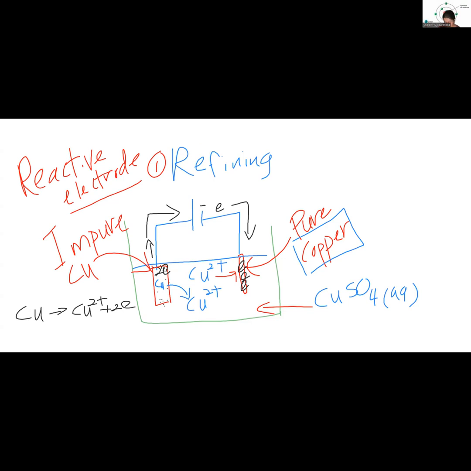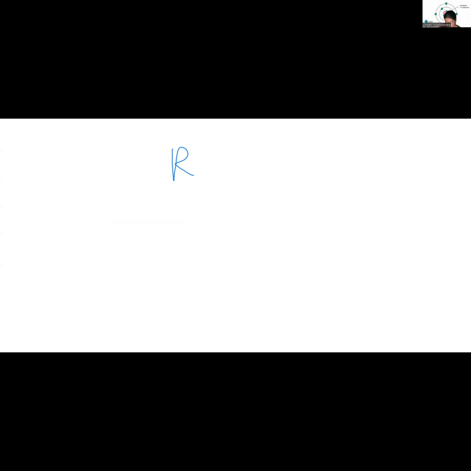This one is gaining electrons, right? This copper 2 plus gains electrons and becomes what? Copper metal, and coats on top of this. It becomes the copper metal and coats it. Coating, right? Let's write the reaction for that.